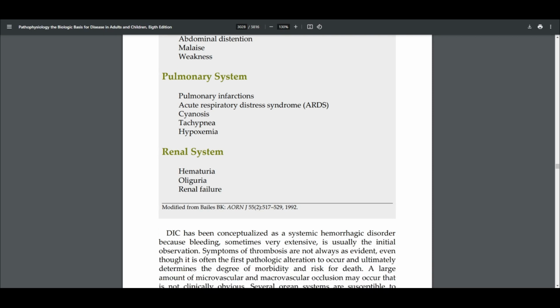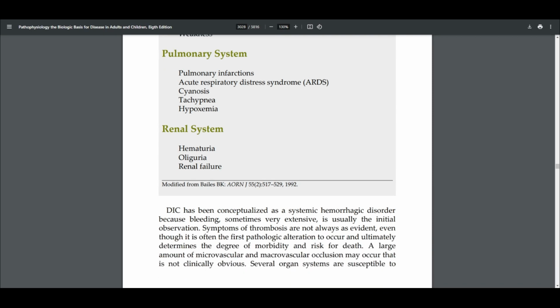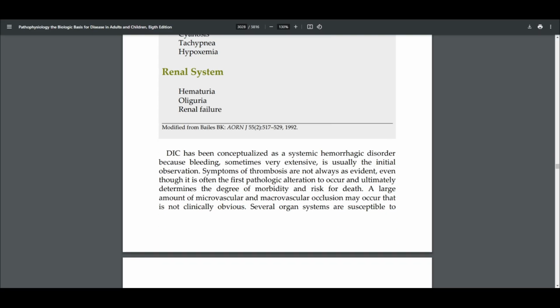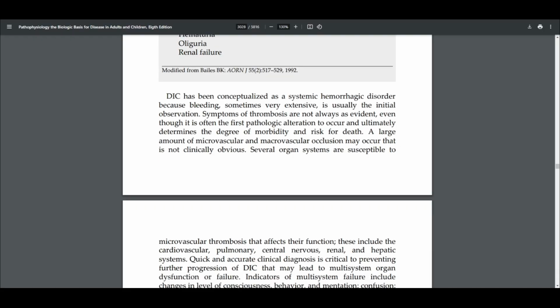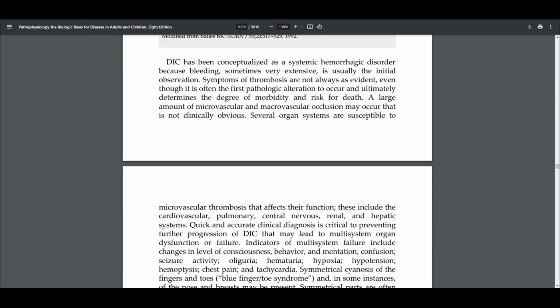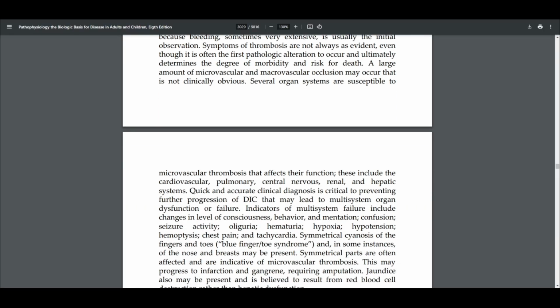DIC has been conceptualized as a systemic hemorrhagic disorder because bleeding, sometimes very extensive, is usually the initial observation. Symptoms of thrombosis are not always as evident, even though it is often the first pathologic alteration to occur and ultimately determines the degree of morbidity and risk for death. A large amount of microvascular and macrovascular occlusion may occur that is not clinically obvious.